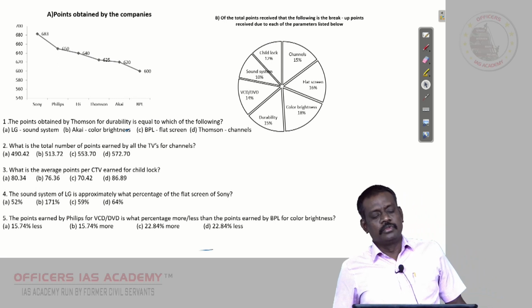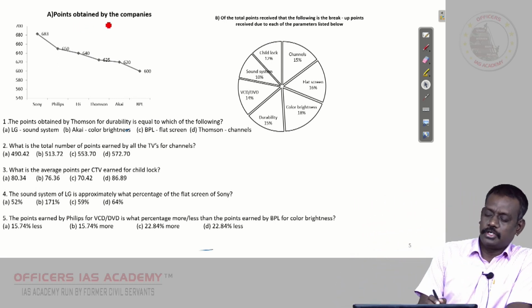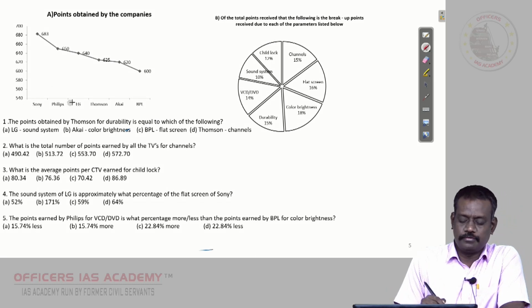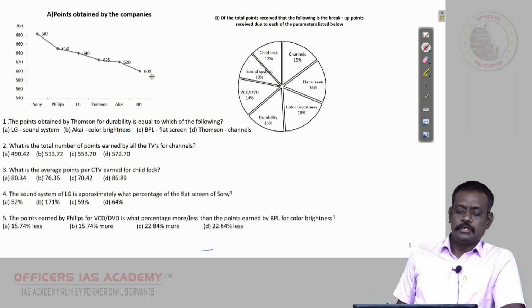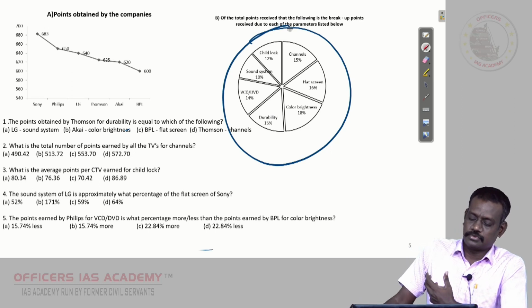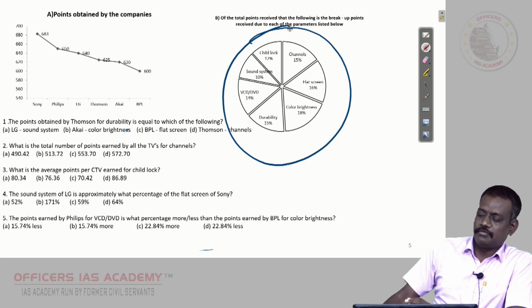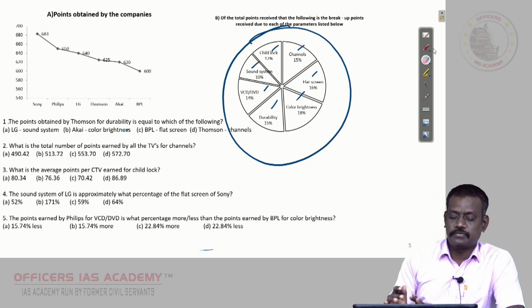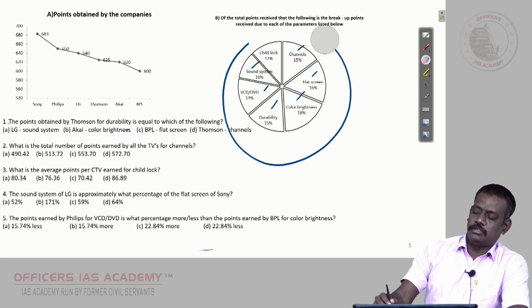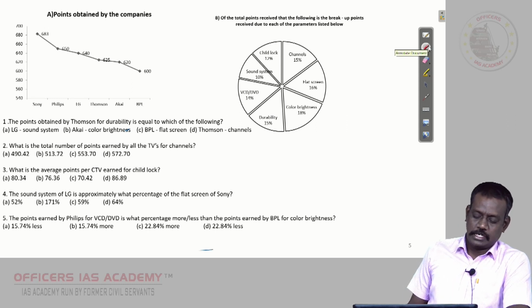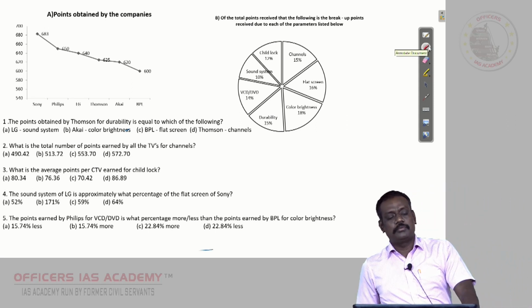Okay, so here it is given all points obtained by the companies for different televisions, Sony, Philips, LG, Thomson, Akai and BPL, and for every TV this is common. Okay, for every TV, namely for Sony, Philips, because the TVs will have different features like channels, flat screen, color, brightness, durability, VCD or LCD, DVD, sound system and child lock. Okay, so this is very common for all the TVs. Okay, you have to make use of the different instructions given and get the answer. So please solve this problem, children.